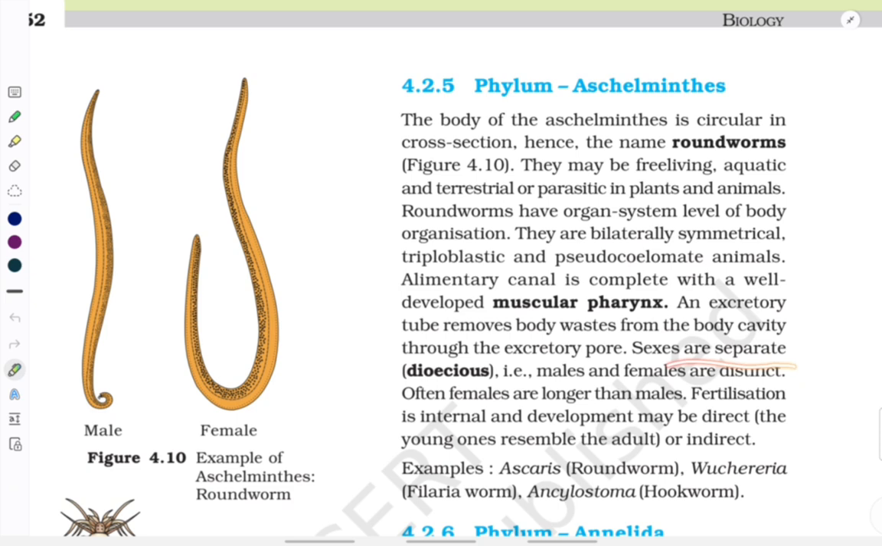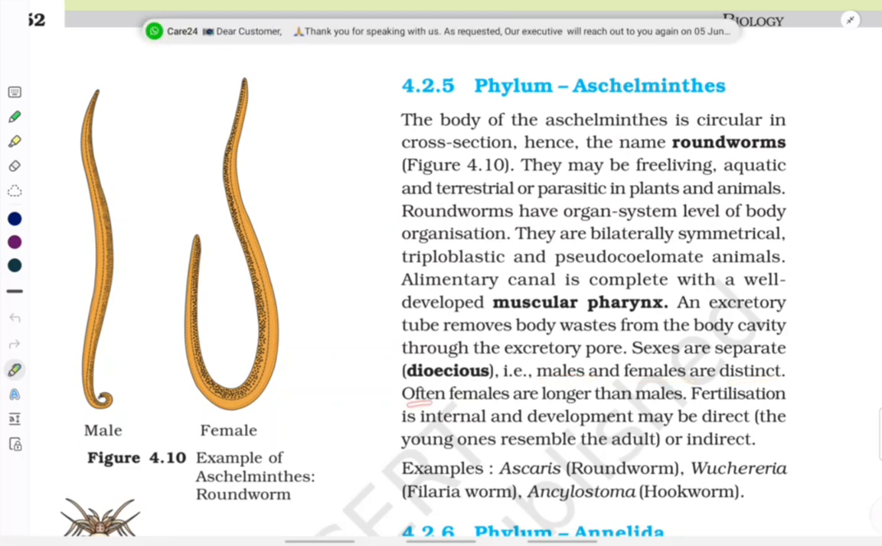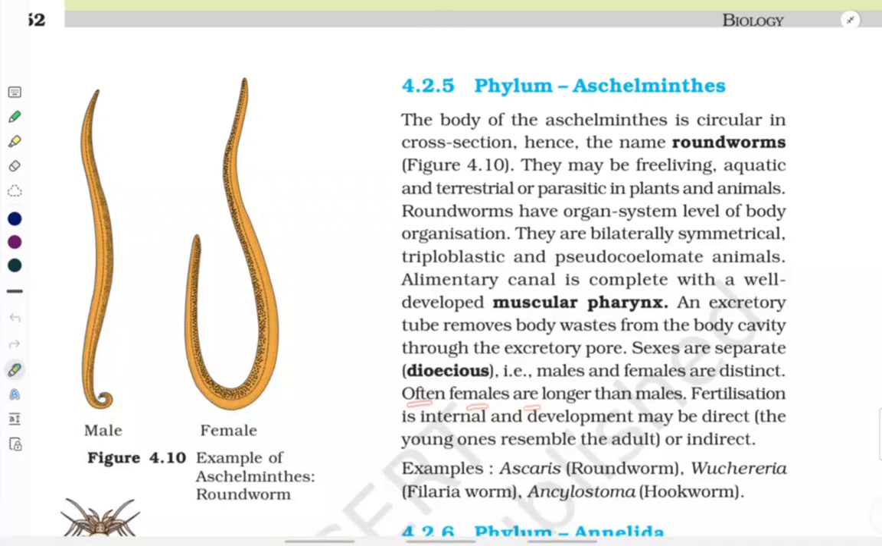Sexes are separate, therefore it is dioecious. Dioecious means दो अलग अलग जगह. That's how we can remember. Dioecious has 'di', which means two, two different places. So two different organisms are there, one is male and another one is female. Male and female are distinct, which means different. Often females are longer than males.